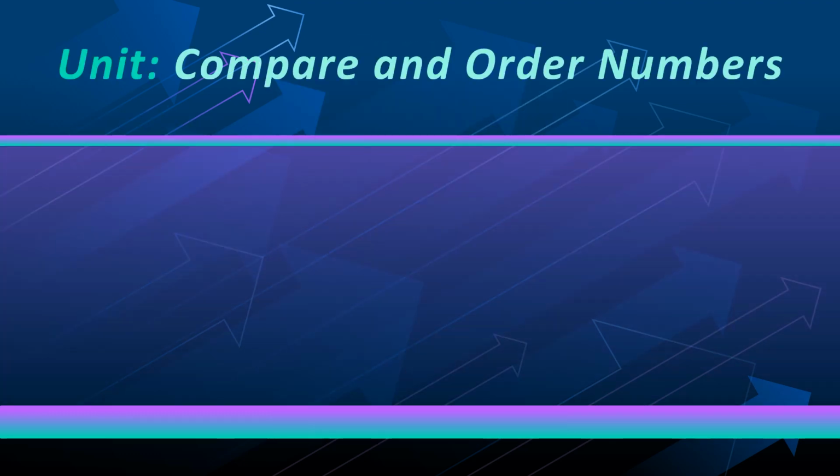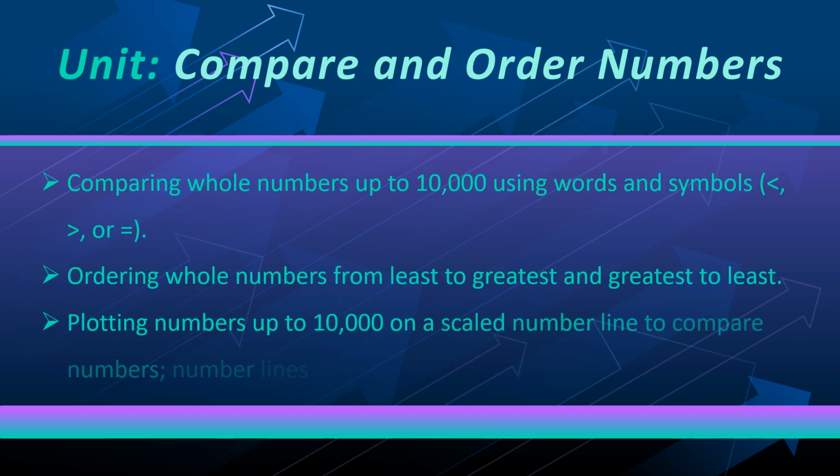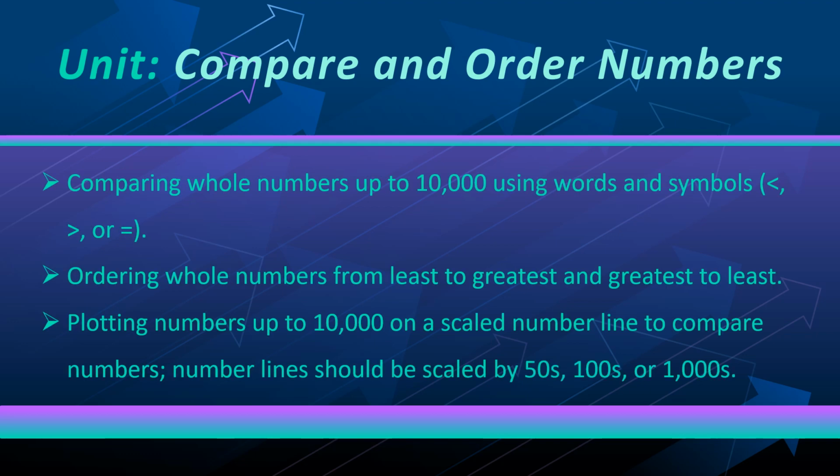In this unit, students are going to be comparing and ordering numbers. They will be doing so with numbers up to 10,000, and they will use words and symbols greater than, less than, or equal to. They will then order the whole numbers from least to greatest, as well as greatest to least, and plotting numbers on scaled number lines to compare the numbers. Number lines should be scaled by 50s, hundreds, or thousands.